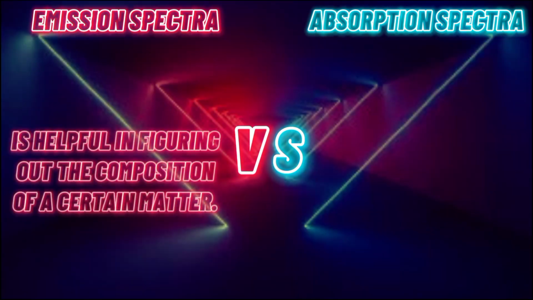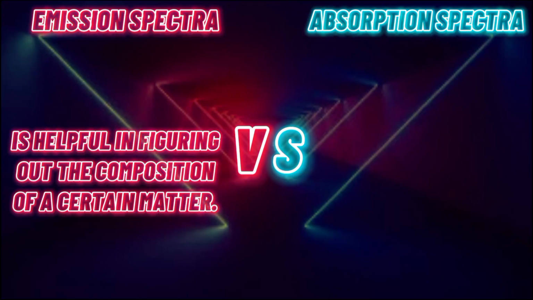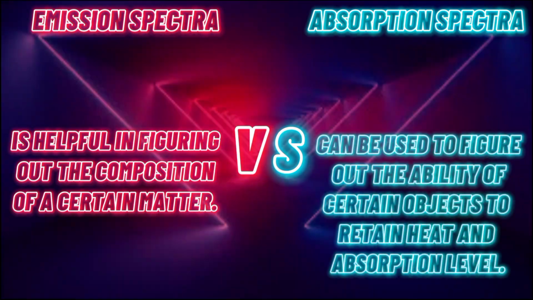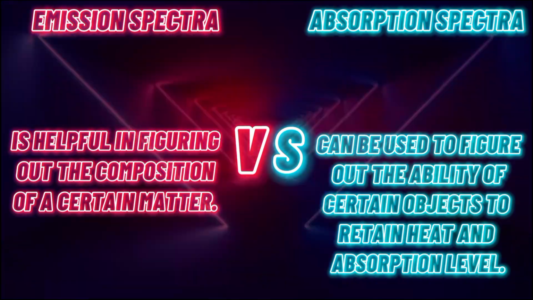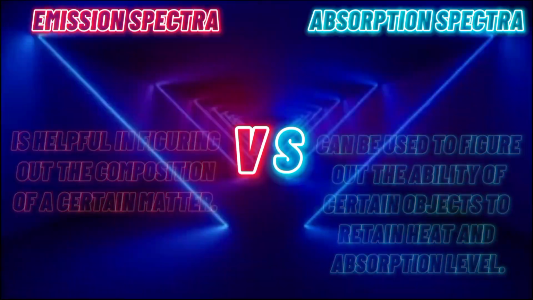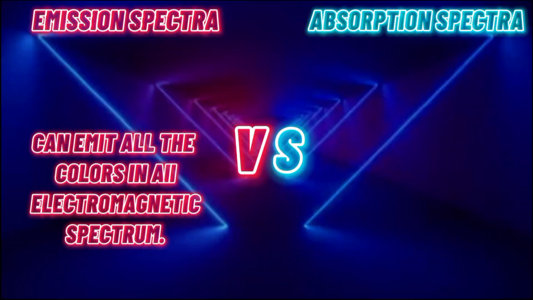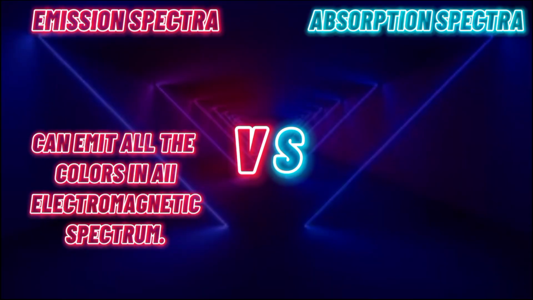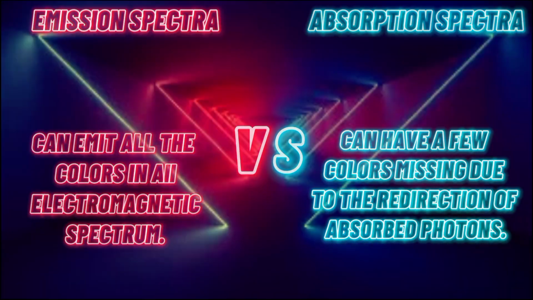Emission spectra are helpful in figuring out the composition of a certain matter, while absorption spectra can be used to figure out the ability of certain objects to retain heat and their absorption level. Lastly, an emission spectrum can show all the colors in the electromagnetic spectrum, while an absorption spectrum can have a few colors missing due to the redirection of absorbed photons.